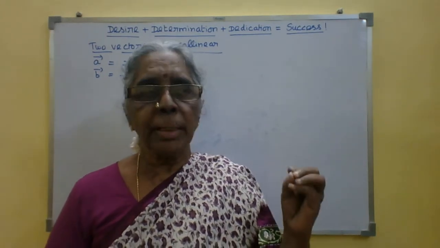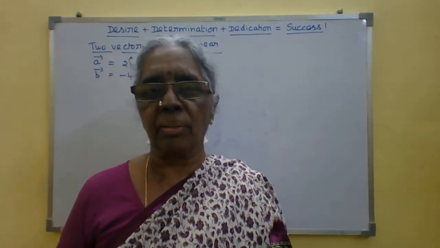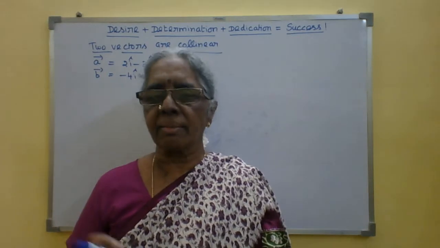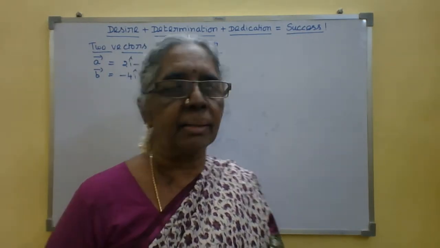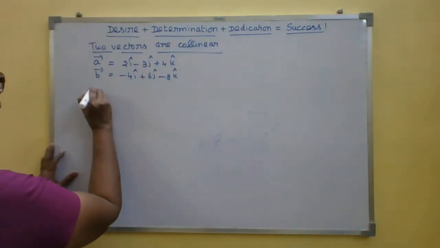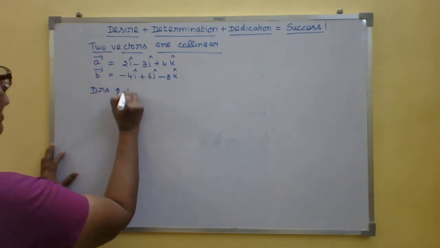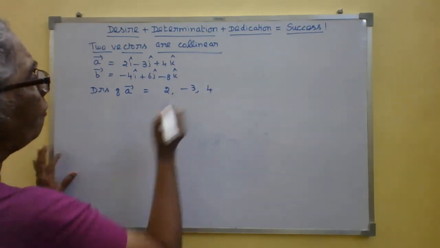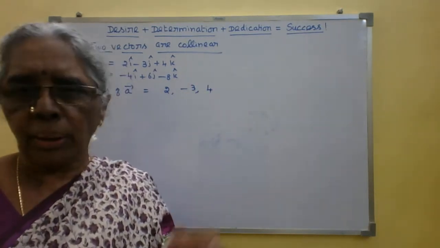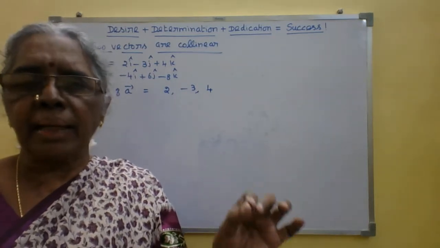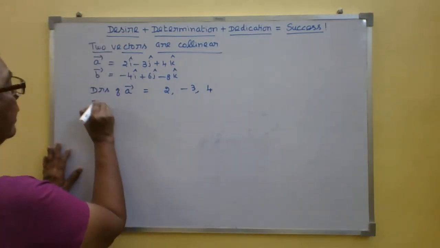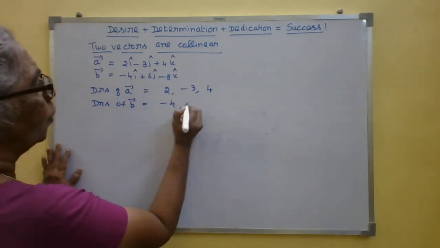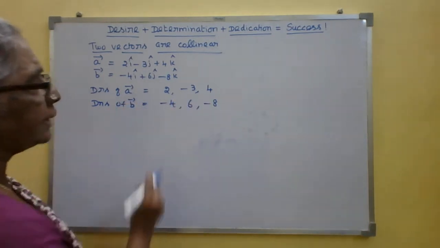One is, you can see the direction ratios of the vector. If the direction ratios are proportional, you can say the two vectors are collinear. Actually, a very easy method. So here, the DRs of A vector are 2, minus 3, 4. You know the direction ratios are the coefficients of i cap, j cap and k cap. Then the DRs of B vector are minus 4, 6 and minus 8.